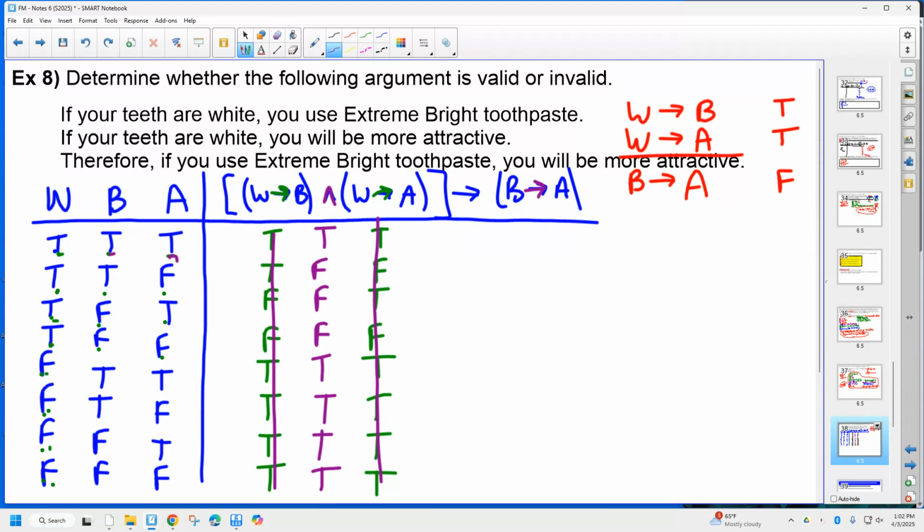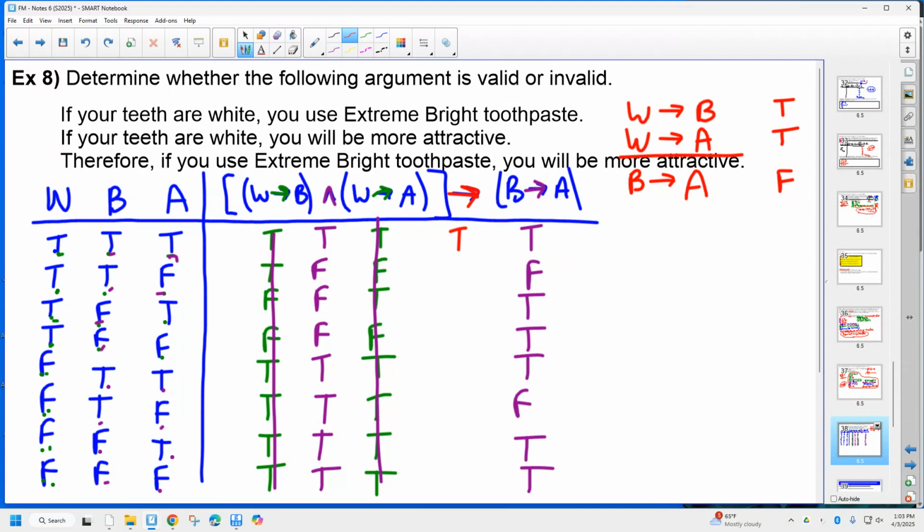True implies true is true. True implies false is false. False implies true is true. False implies false is true. True implies true is true. True implies false is false. False implies true, false implies false, those are both true. And then finally, I just want to do this to see if my premises imply my conclusion.